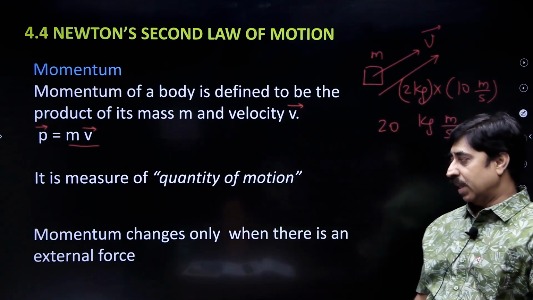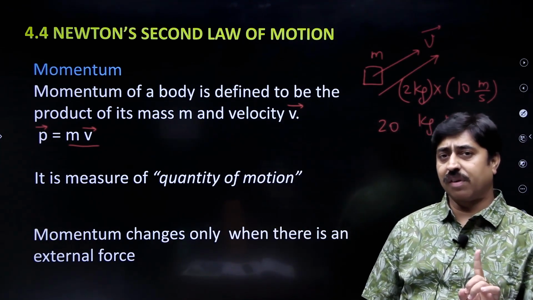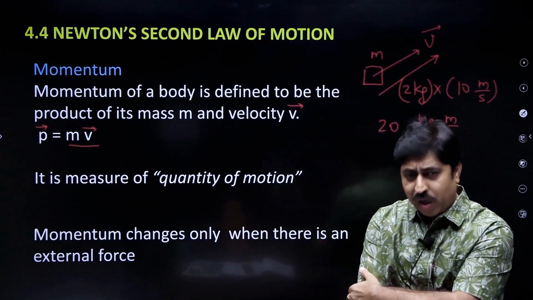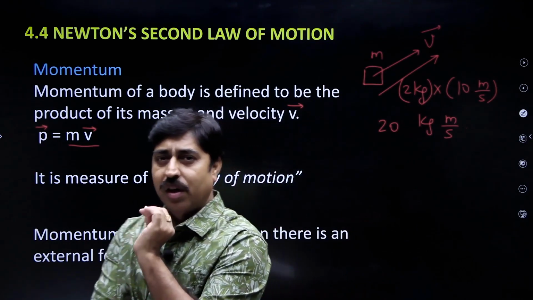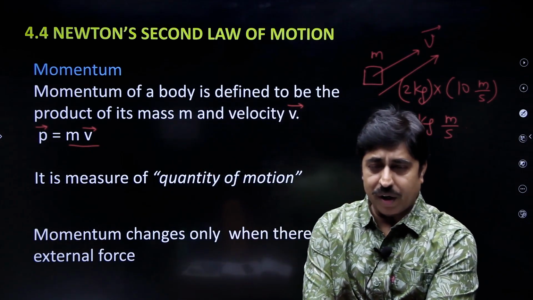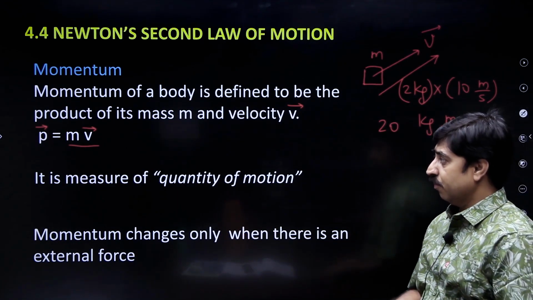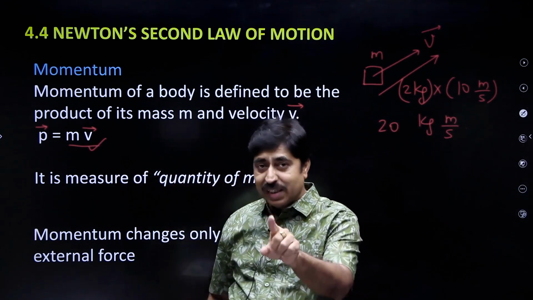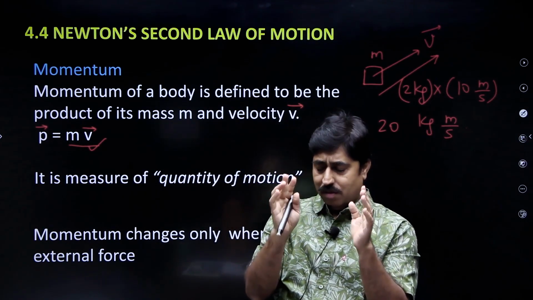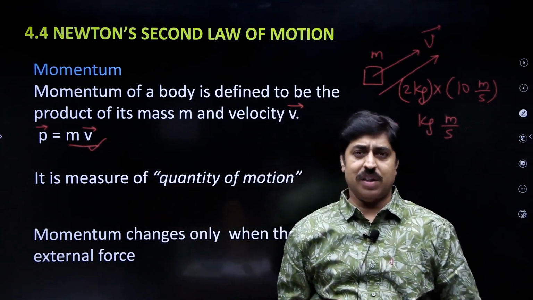This quantity has been termed as momentum in physics. Now, the book says that momentum changes only when there is an external force. Momentum of a body will change only when some external force acts on the body. In absence of any external force, momentum of a body will never change. Momentum can change if velocity changes, assuming that the mass of the body is fixed for some time.